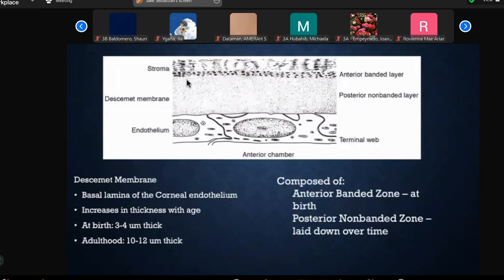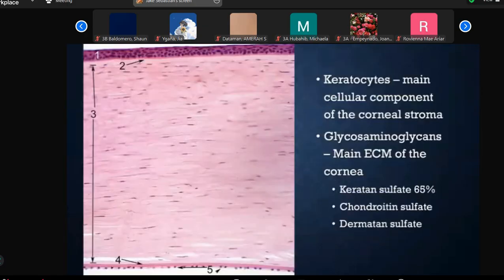So now let's go deeper. The stroma is the one that's filled with keratocytes. It's the one that produces the glycosaminoglycans: keratan, dermatan, chondroitin. And it's the thickest part of the cornea. Again, it is uniform. That's why it's clear.